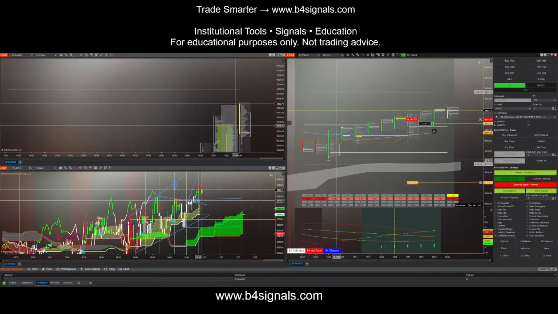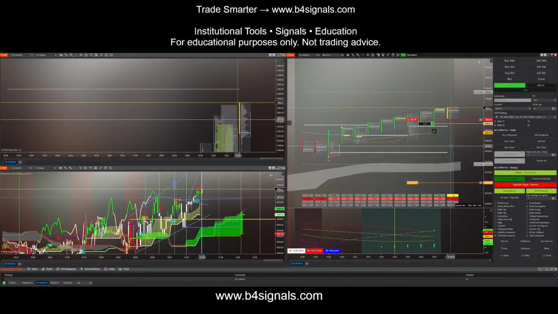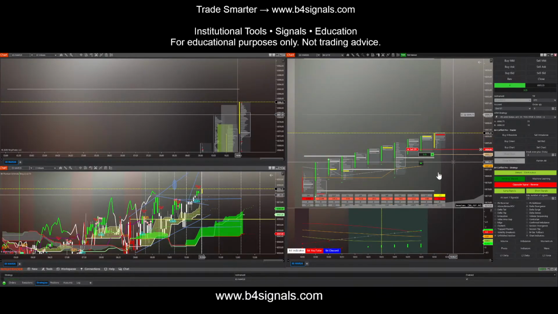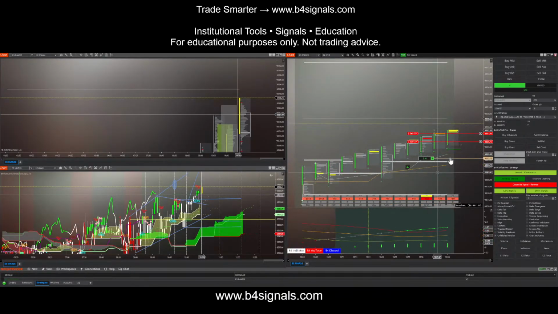These little yellow and red areas, these are stacked imbalances. It's an order flow concept.